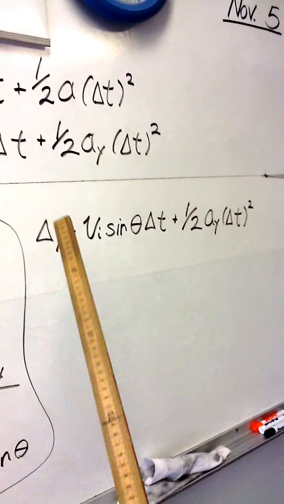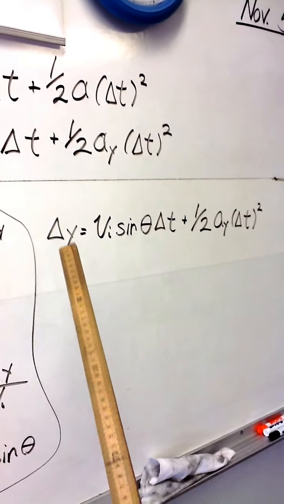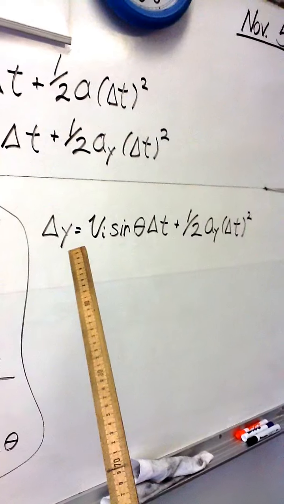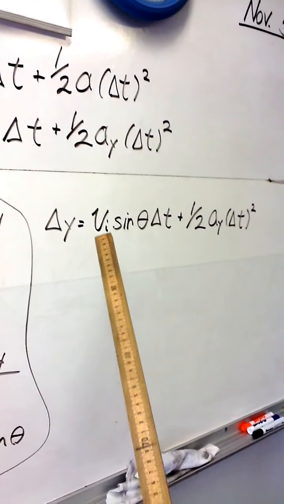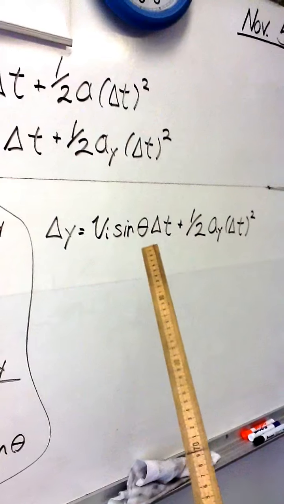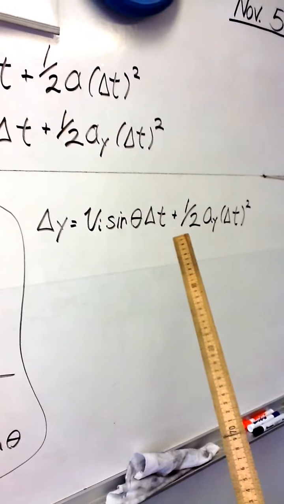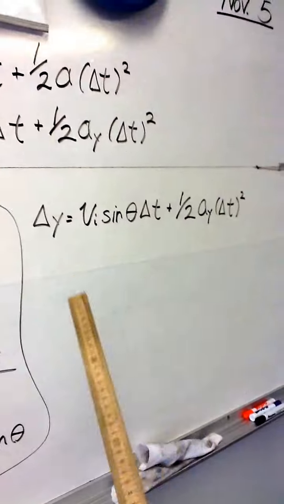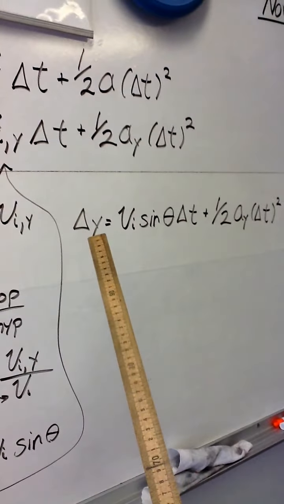Now this is what we're trying to solve for, our displacement in the y for this particular problem. What's the minimum the stuntman is going to need? We know our initial speed, sine theta, we have that theta. We don't know the time. We know our acceleration in y, and again, we don't know the time. So we're going to need to solve for time before we can actually solve for our y.